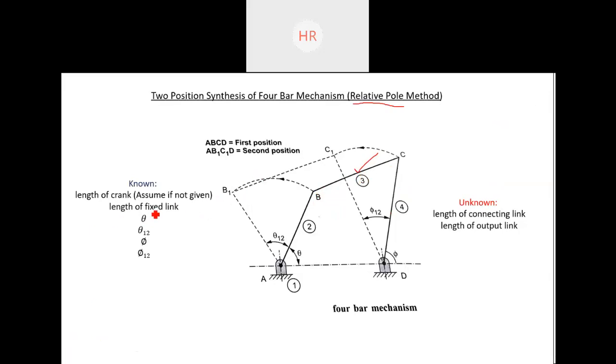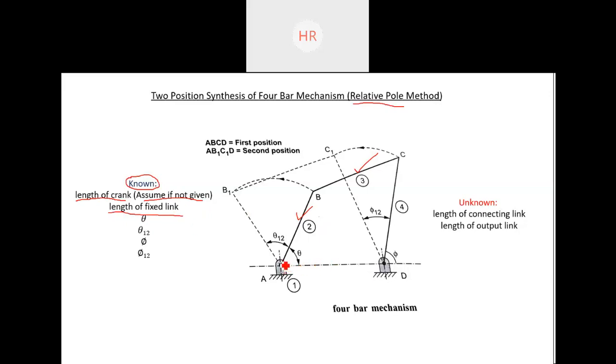So as discussed in the inversion method, in two position synthesis the known quantities will be the length of the crank, the length of this link AB. If not given, you have to assume, because many a times in examples it is not given. So at that time you have to assume if the problem is of two position synthesis. Another known quantity is the length of the fixed link.